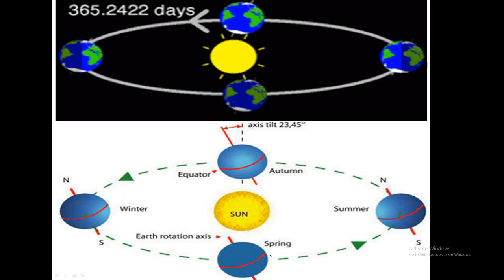That means in the spring season and in the autumn season, it will be neither too hot nor too cold. In the summer season it will be too hot, and in the winter season it will be too cold. But in between, it will be neither too hot nor too cold.